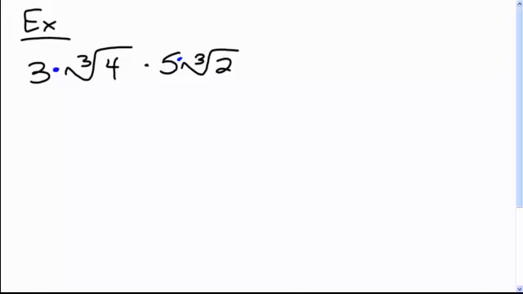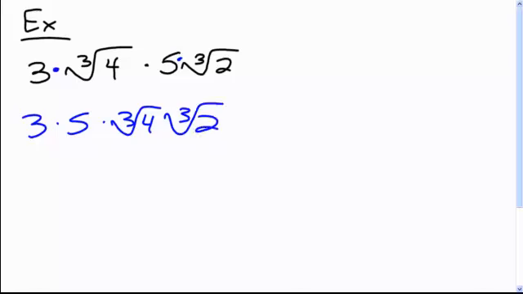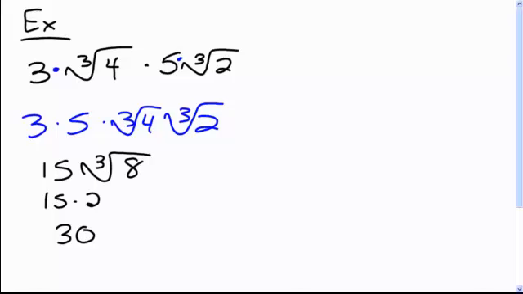It's all multiplication. That's the same thing as 3 times 5 times the cube root of 4 times the cube root of 2. Coefficients get multiplied together, radical pieces get multiplied together. But the only way you can multiply radicals is if they have the same index. So I take 3 times 5, so I get 15. Since they're both cube roots, I can actually multiply them. Parts that are underneath get multiplied together, which gives me the cube root of 8. And the cube root of 8 is a perfect cube, which is 2. Therefore, my answer is 30.